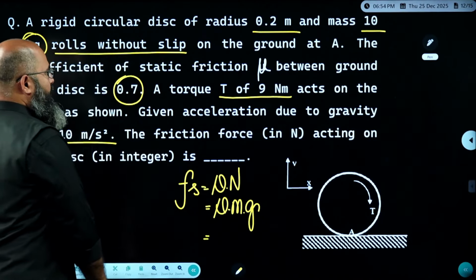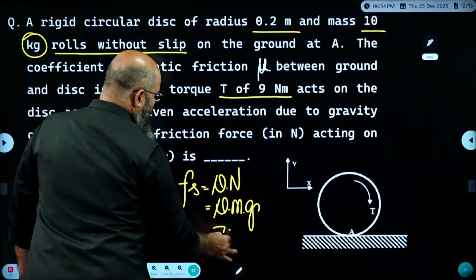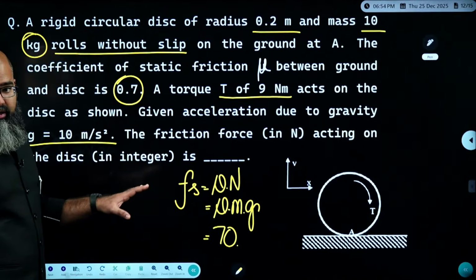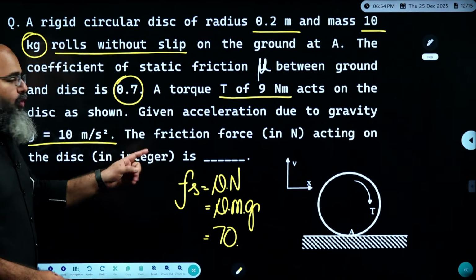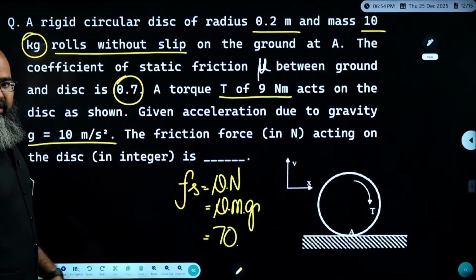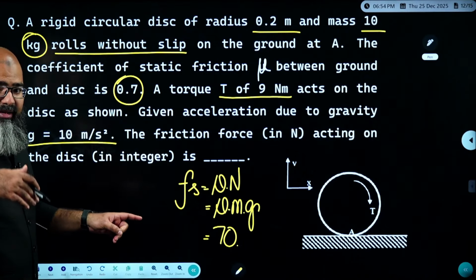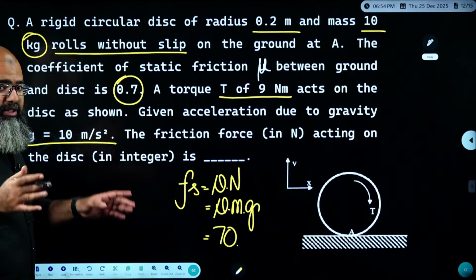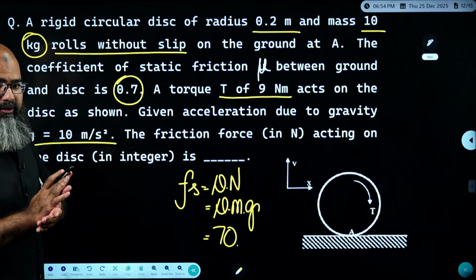Mu is equal to 0.7, mg is equal to 10 times 10, so this comes out to be 70. Now if I calculate, my answer should be at maximum 70 or less than 70. If it is more than 70, then this is not possible at all. This question itself is wrong, because if it is more than 70, that means I am exceeding my Fs value, which is not possible. That means slip is taking place, kinetic friction should occur.